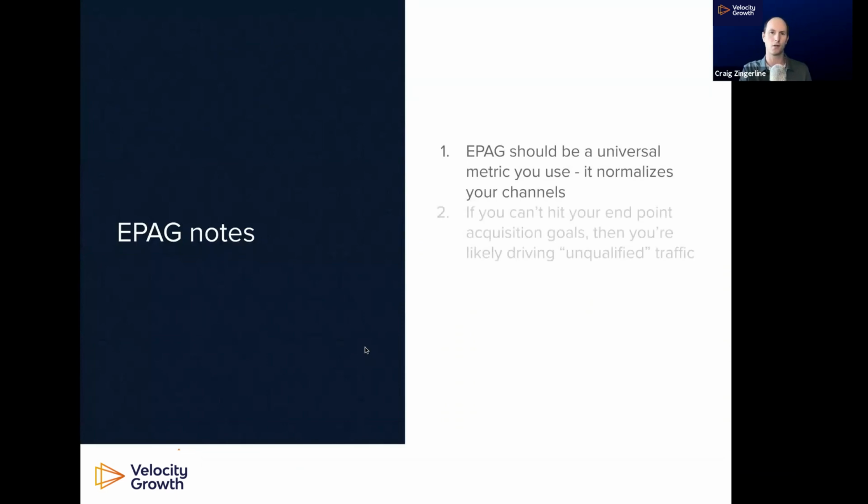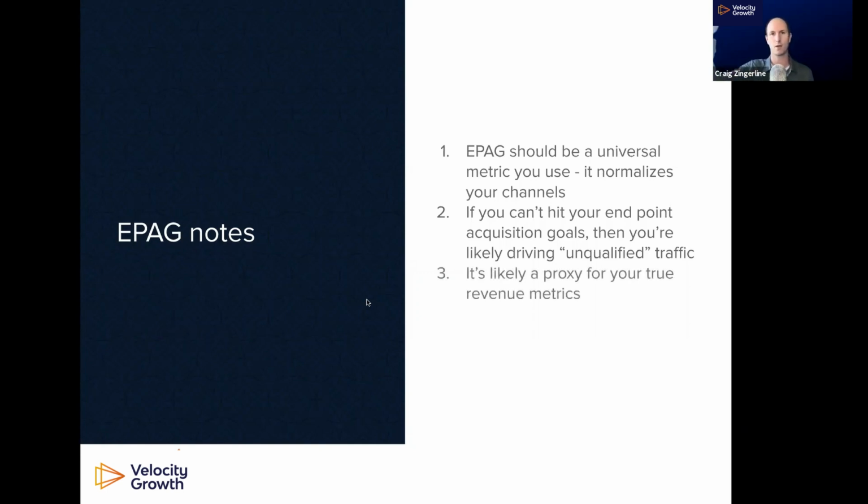EPAG is going to be universal. You're going to normalize that across your channels. And if you can't hit your endpoint acquisition goals here, let's say that you're a startup and you're trying to get 20 new trials a week, if you just can't get those conversions to happen, but you're getting a high amount of traffic, for example, then you're probably driving a lower quality amount of traffic, and maybe that's unqualified.